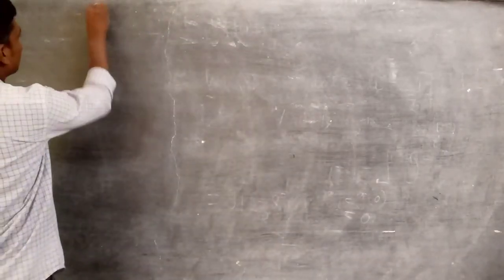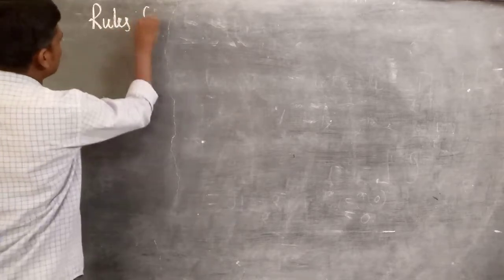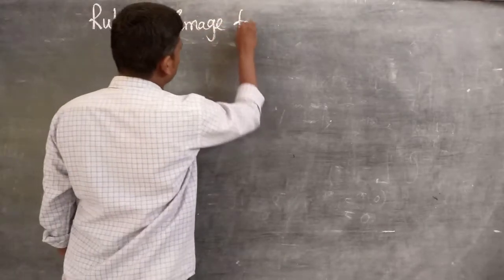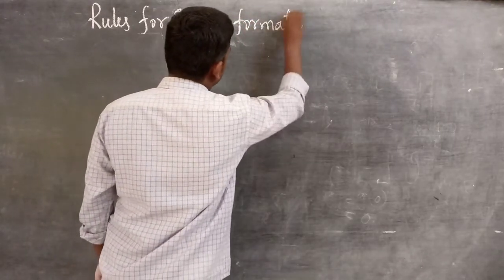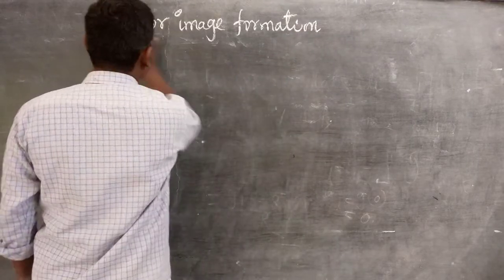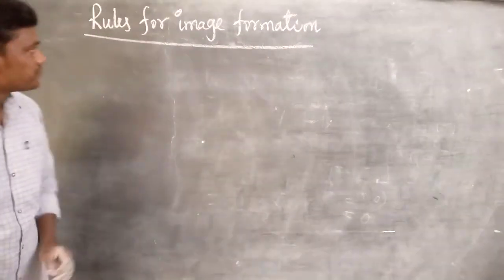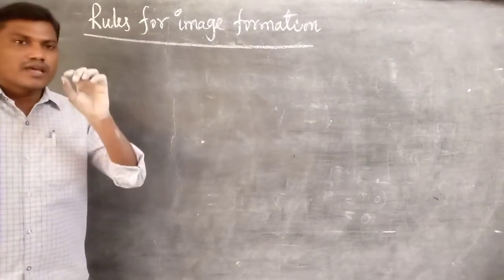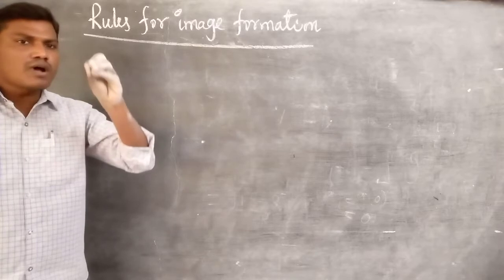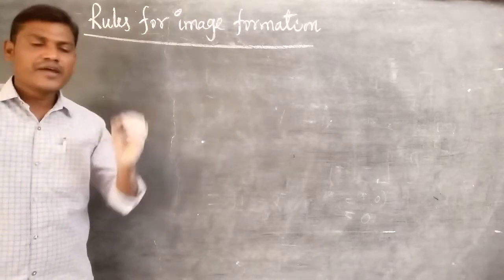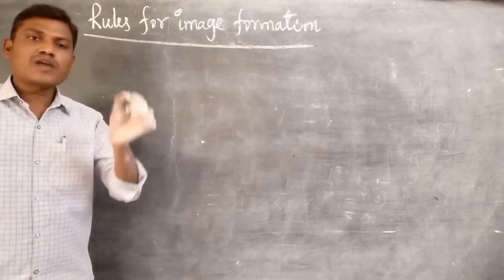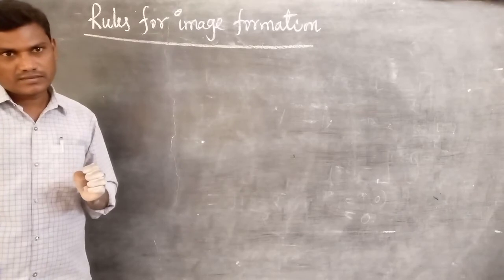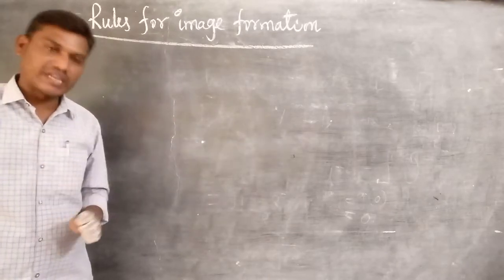So our heading is, what is that one? Rules for image formation. So listen, to locate the position of the image and the nature of the image formed by either a convex or concave lens when light is passing through it.